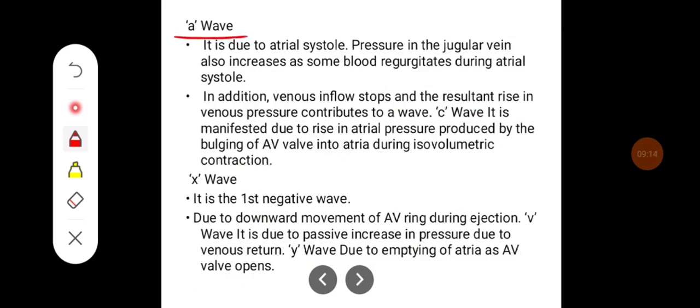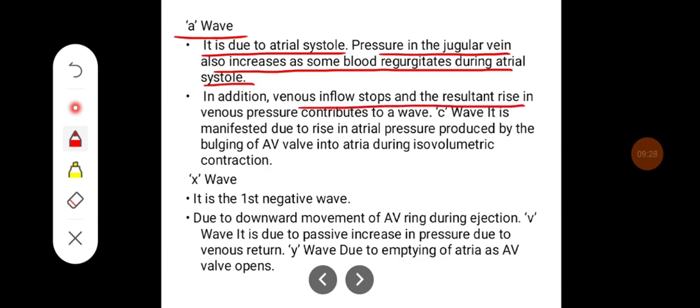In jugular pulse tracing, A wave is due to the atrial systole. Pressure in the jugular vein also increases as some blood regurgitates during atrial systole. In addition, venous flow stops and resultant rise in the venous pressure contributes to A wave. C wave is manifested due to the rise in atrial pressure produced by bulging of the AV valve into the atria during isovolumetric contraction.